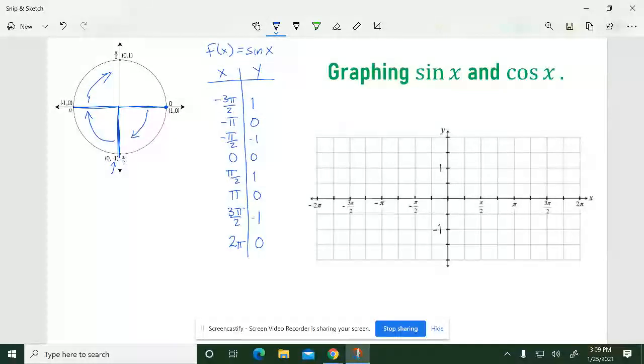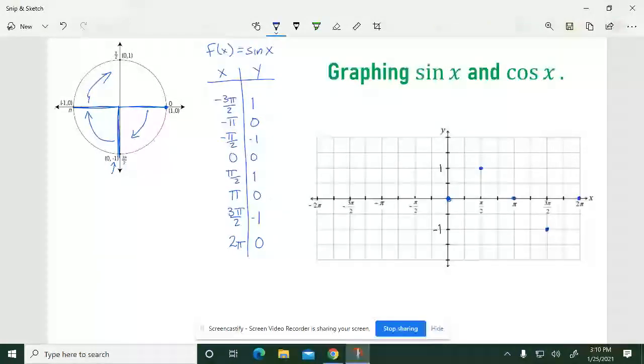So here on my table that I've made, I'm going to start at 0, 0. So I have a point right there at the origin. I'm going to go positive first. So when I go positive pi over 2, I'm up at 1. Then at pi, I'm back at 0. When I get to 3 pi over 2, I'm at negative 1. And when I'm at 2 pi, I'm back at 0.